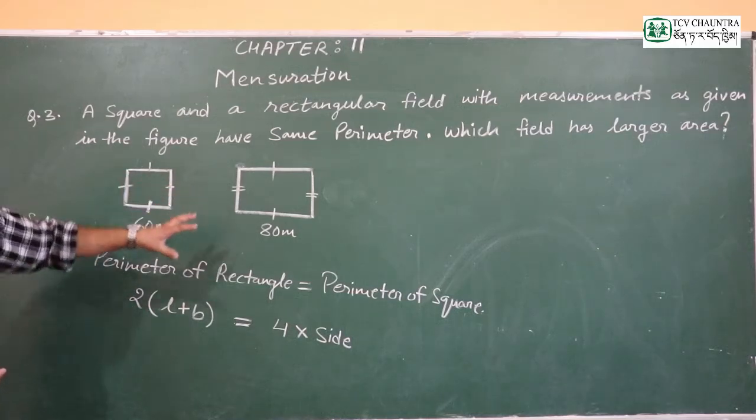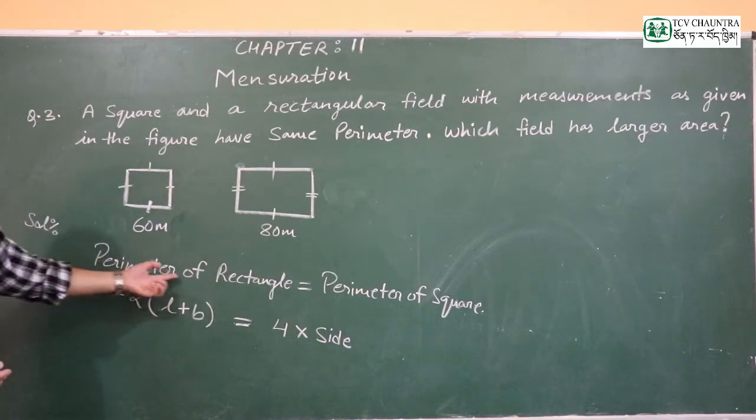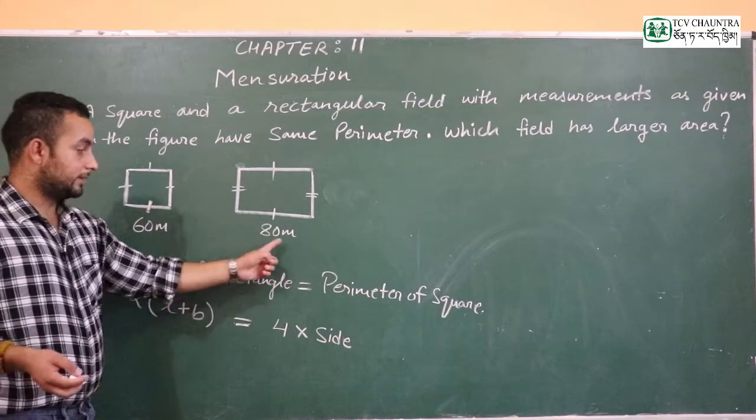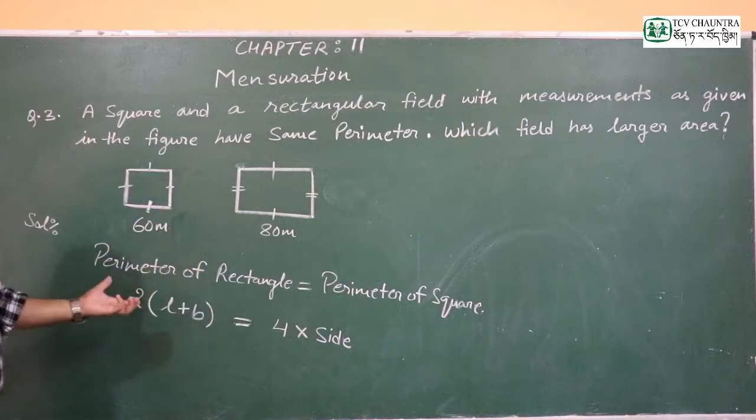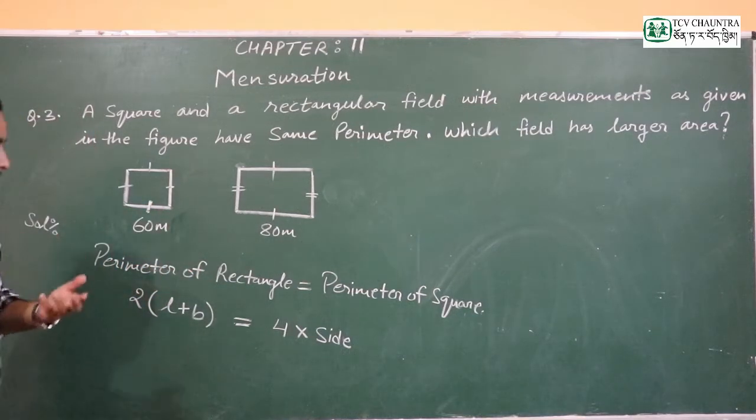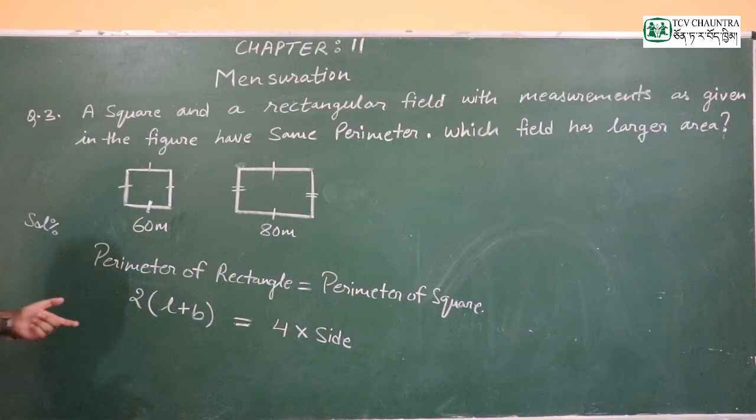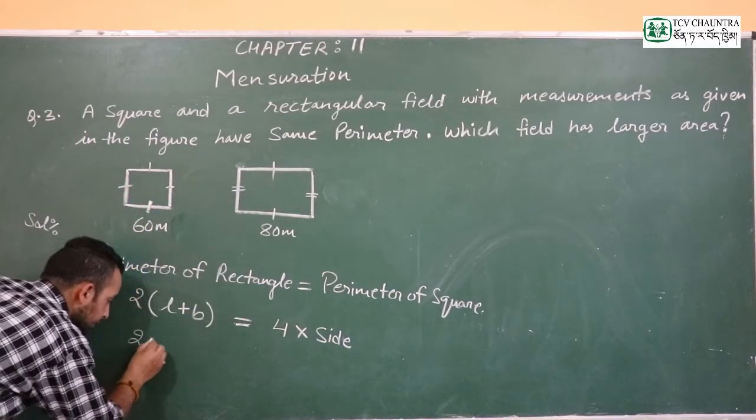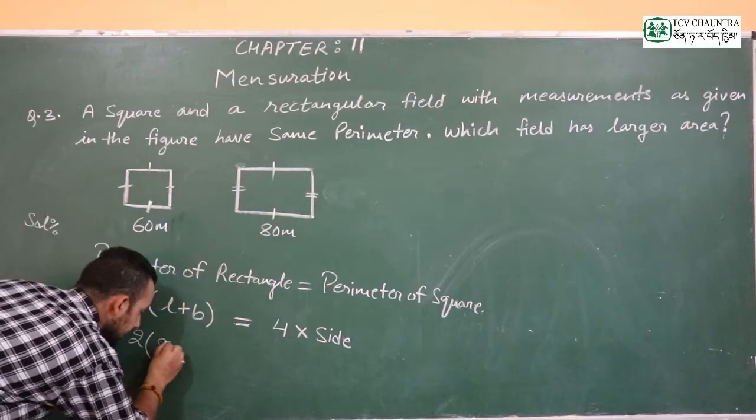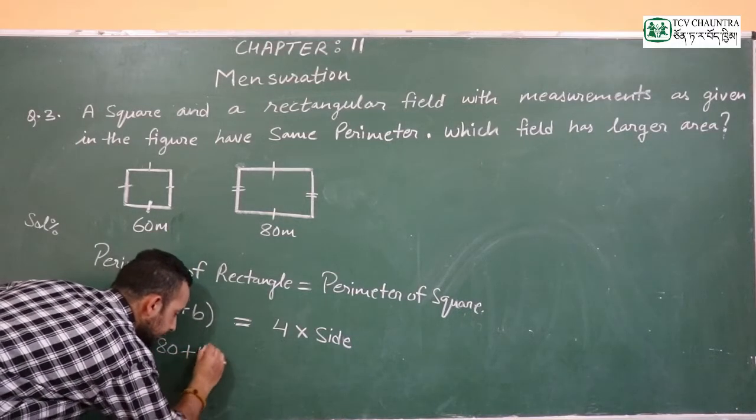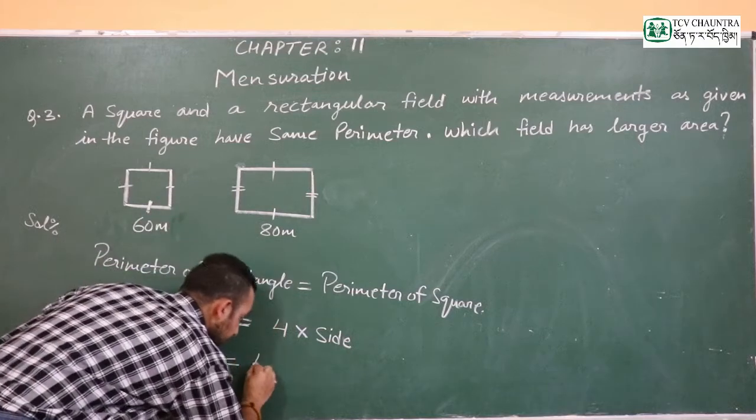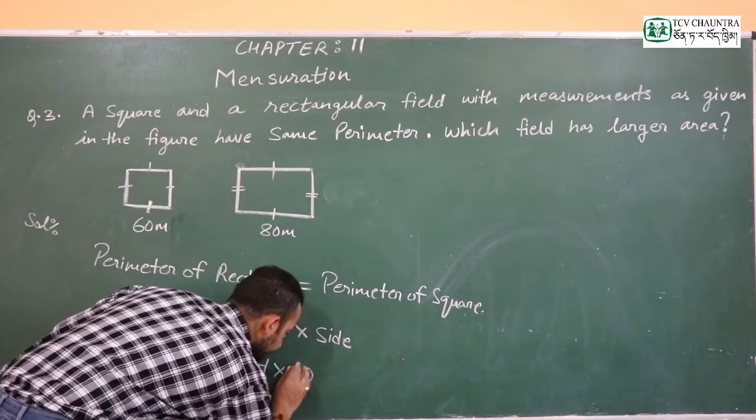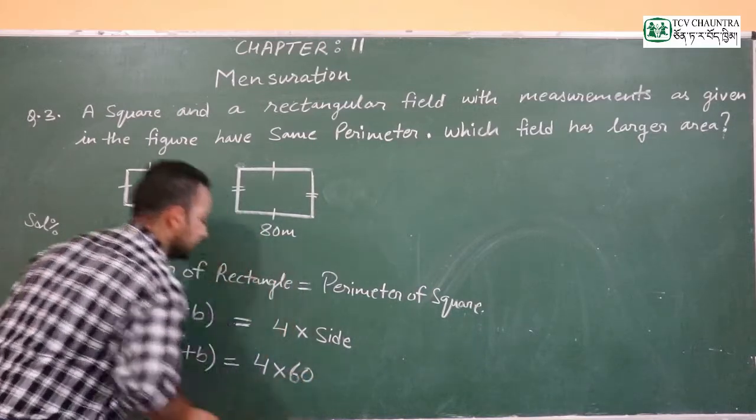Okay class, now you're going to substitute the values. This is your rectangle, right? The length is given, that is 80 meter, but you don't know the breadth. So from these two, you are going to find the breadth of the rectangle. 2 times (length plus breadth) equals 4 times side. Substituting the values: 2 as it is, length is 80 plus breadth, which you don't know, and on the other side 4 as it is, and the value of the side is 60.